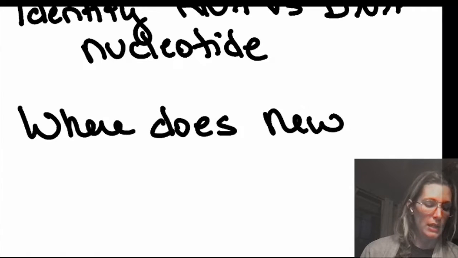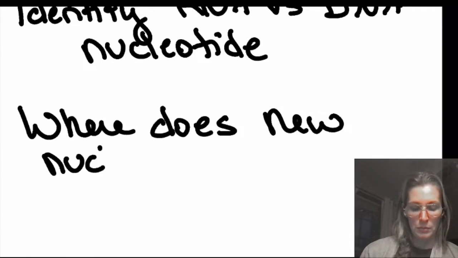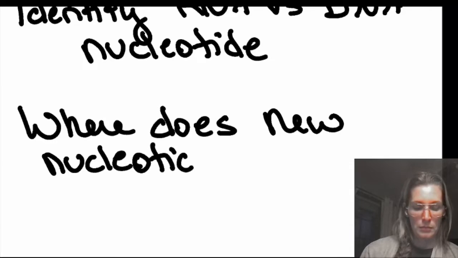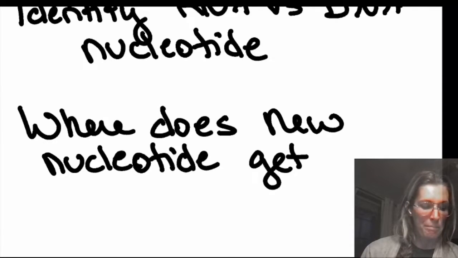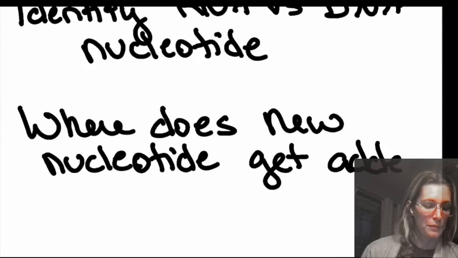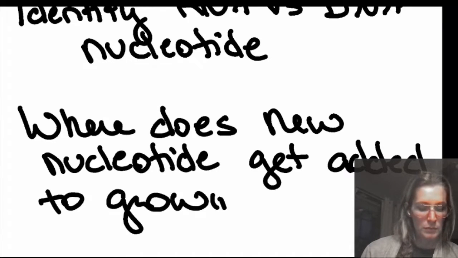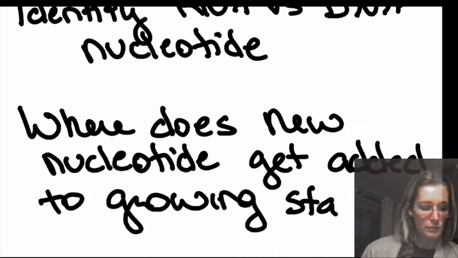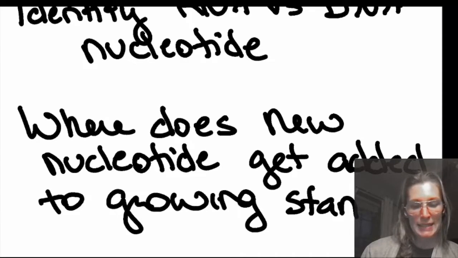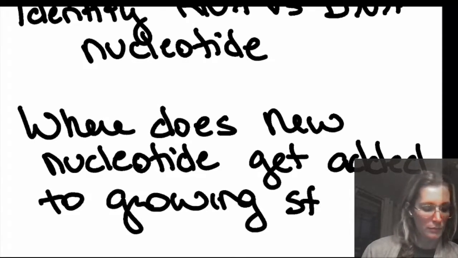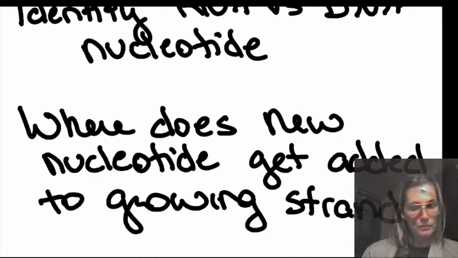where does a new nucleotide get added? To a growing strand. That's it for this one.